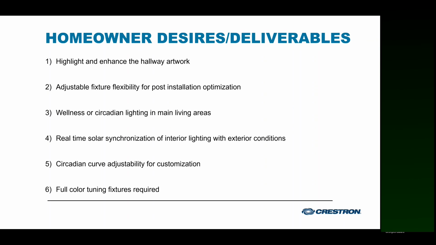Statement 3, we work from home a lot. I've been reading about circadian lighting and am interested in creating more of a wellness environment. Deliverable 3, wellness or circadian lighting in main living areas. Statement 4, it would be great if our interior lights could match the color of the sky. Deliverable 4, real-time solar synchronization of interior lighting with exterior conditions. Statement 5, we work slightly odd hours and need to be able to adapt wellness lighting to our lifestyle. Deliverable 5, circadian curve adjustability for personalization.